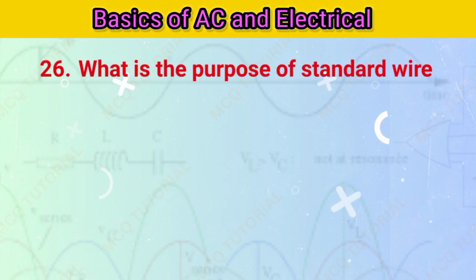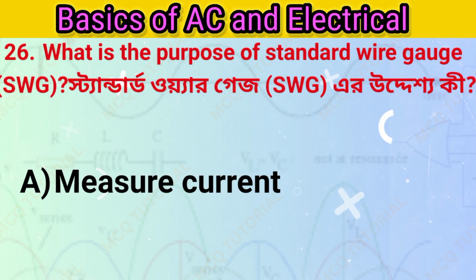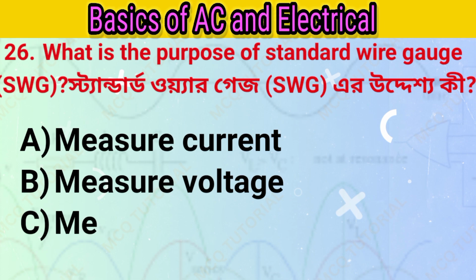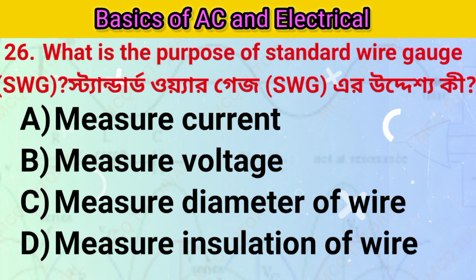Question 26. What is the purpose of standard wire gauge? Option A measure current. Option B measure voltage. Option C measure diameter of wire. Option D measure insulation of wire.